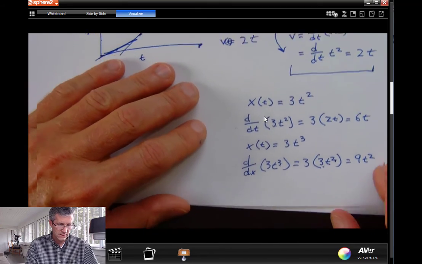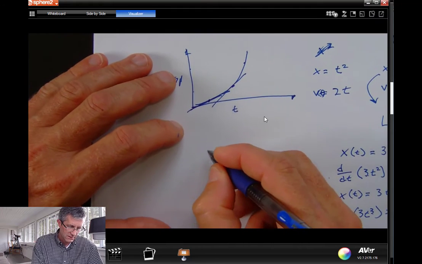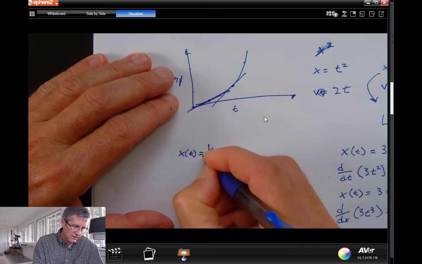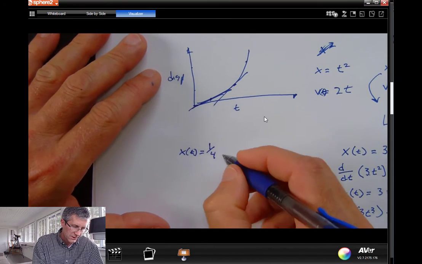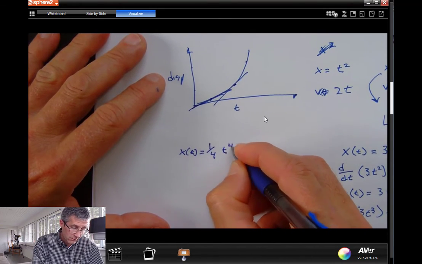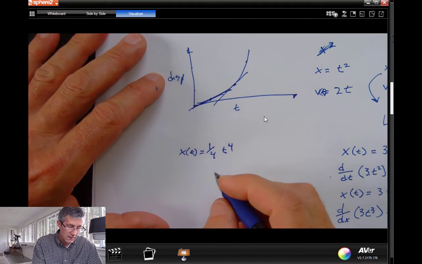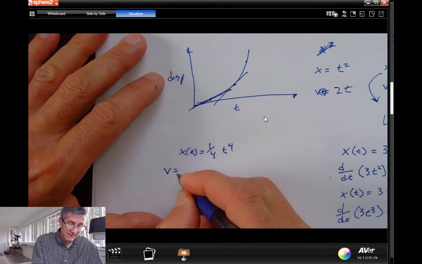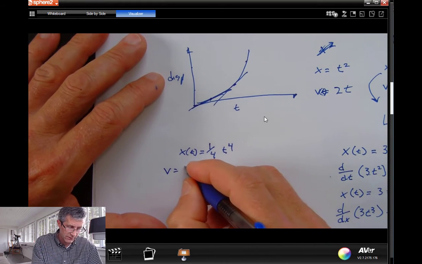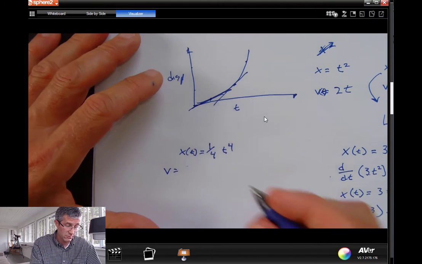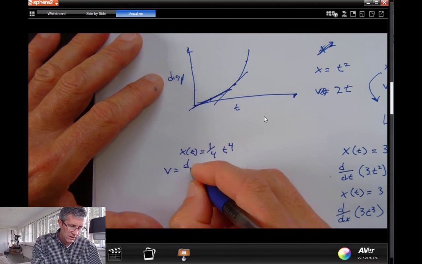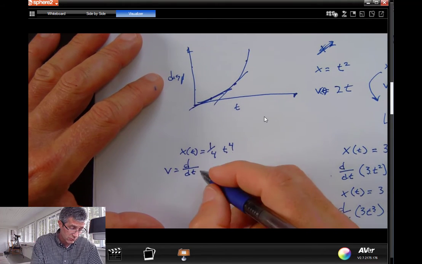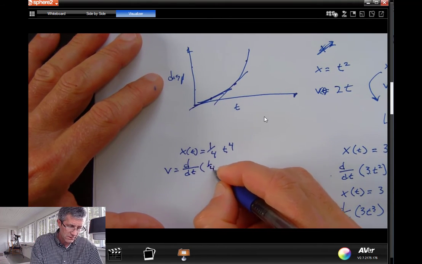One more example. Let's say my position as a function of time is going to be 1/4 of, I don't know, t to the 4th. And then my velocity, which is my instantaneous velocity, so this is velocity at any time point. I can plug in time and figure out what my velocity is going to be: the rate of change of that at that time point. So it's the slope, the tangent line at the time point of this thing.